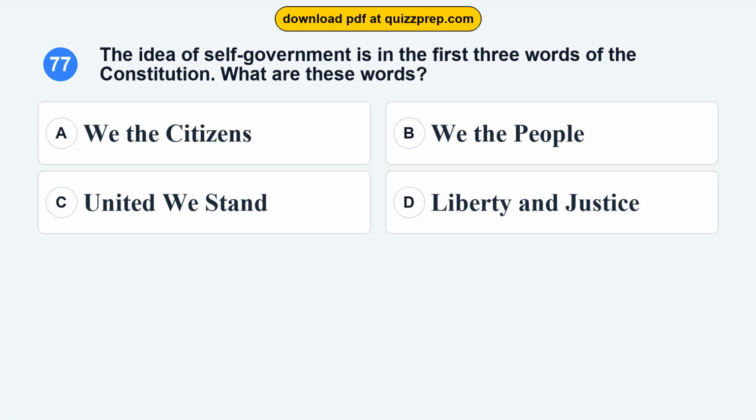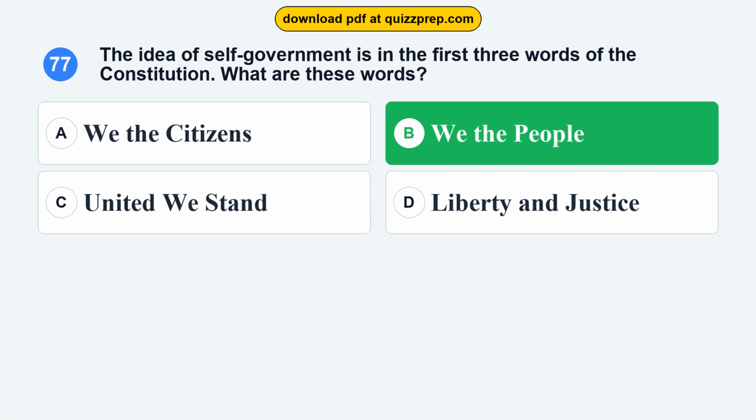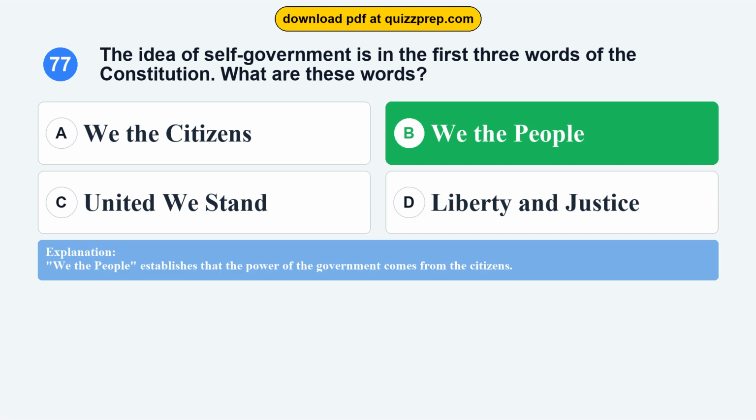Question 77. The idea of self-government is in the first 3 words of the Constitution. What are these words? Option A, we the citizens. Option B, we the people. Option C, united we stand. Option D, liberty and justice. The correct answer is option B, we the people. We the people establishes that the power of the government comes from the citizens.